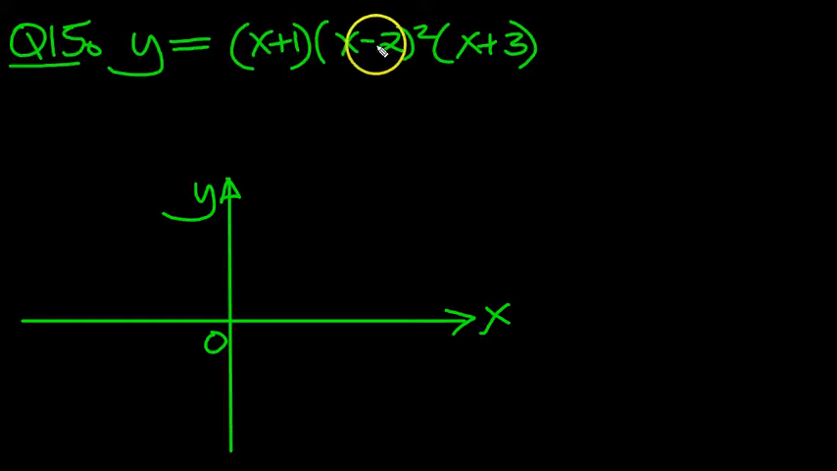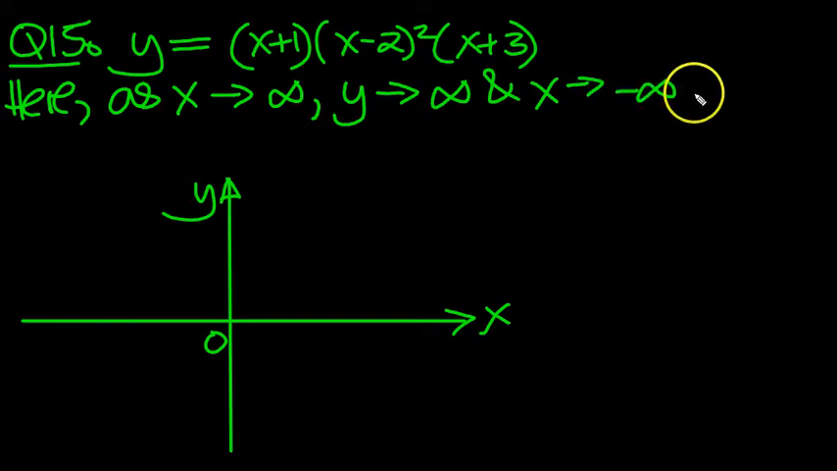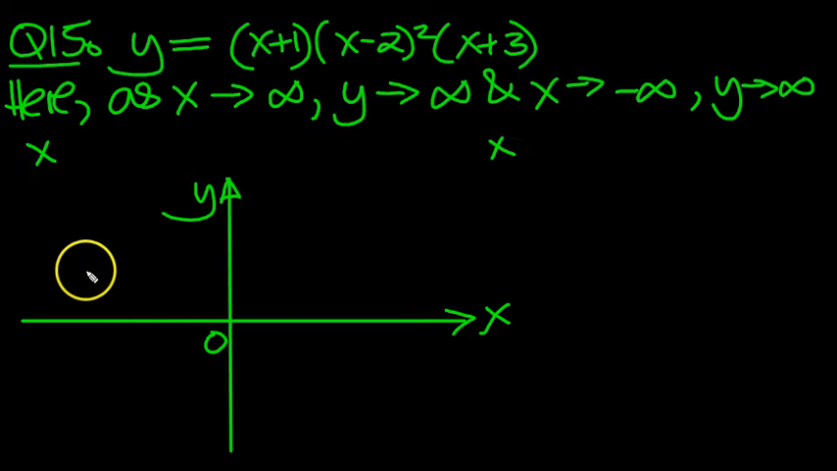y equals (x plus 1) times (x minus 2) to the power 2 times (x plus 3). The highest power of x when you expand this bracket in your mind's eye is x to the power 4, and it's a plus x to the 4, isn't it? So here, as x tends to infinity, y tends to infinity to the power 4, which is infinity, and as x tends to minus infinity, to the power 4 tends to infinity, doesn't it? Because minus times itself 4 times gives a plus. So it's going to shoot up here very quickly, and shoot up here very quickly.